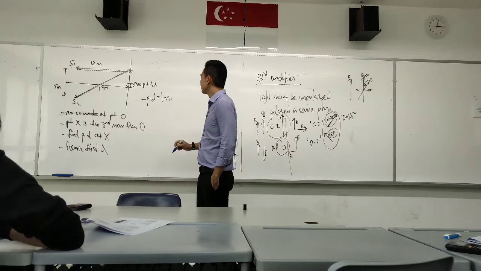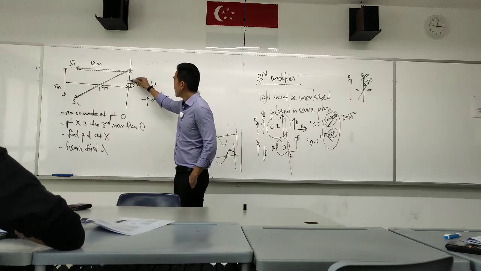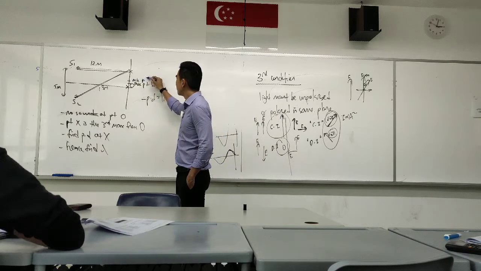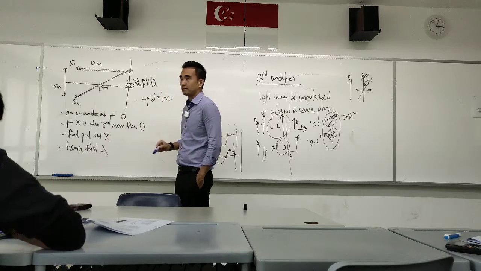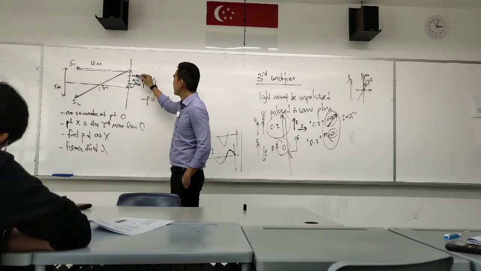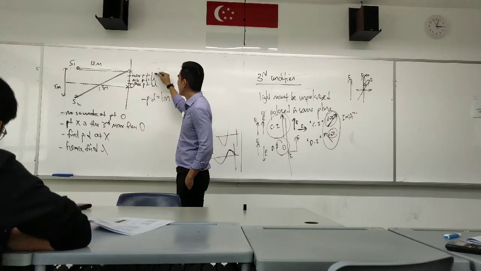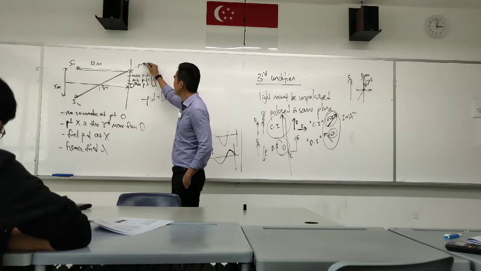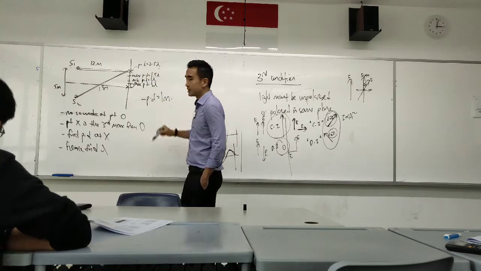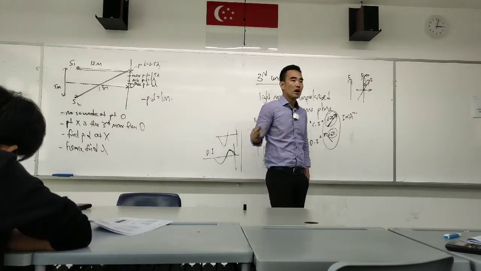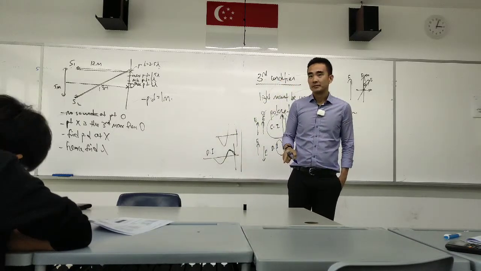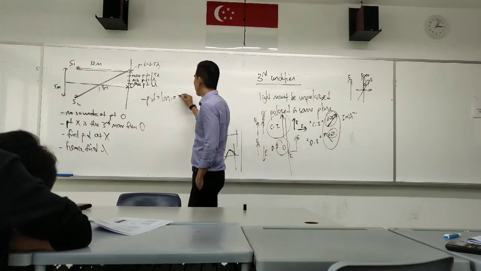Now, can you see that for the next one, minima, the path difference is equal to 1 lambda? So for the next maxima, the path difference will be equal to 1.5 wavelengths. Therefore, you can deduce that for the third maxima, the path difference must be 2.5 wavelengths. Therefore, can you see that I can write this?